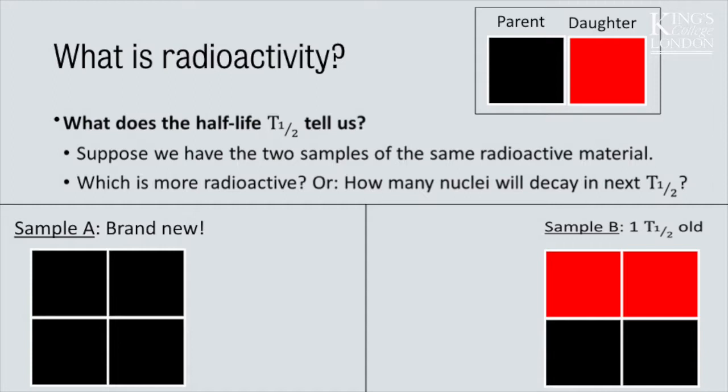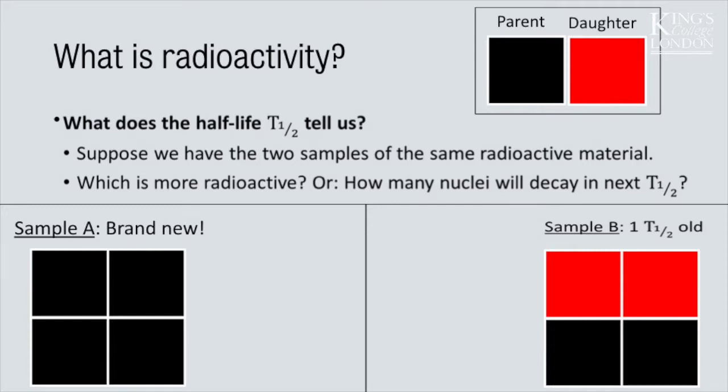So this is a very simple decay chain. Everything just goes from parent to daughter, nothing else included. Suppose we have 2 samples of the same radioactive material. Here we have sample A, which is brand new, and sample B, which has been left hanging around for a little bit longer. Sample B is 1 half-life old, which means that half of the original sample has already decayed from parent to daughter. So which of these samples is more radioactive?